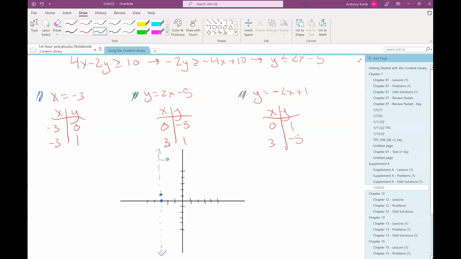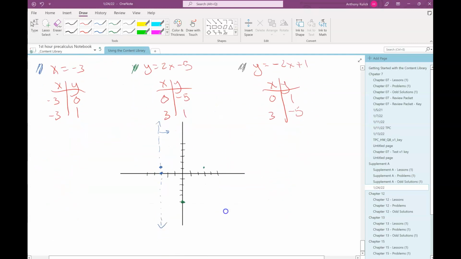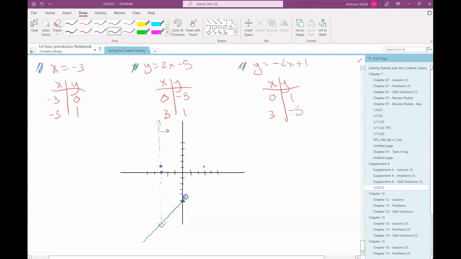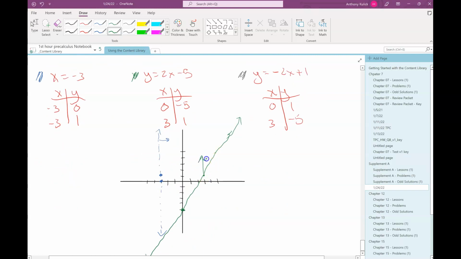Notice that because it's a vertical line, I can't talk about shading above or below. It's now left and right. But the big numbers are to the right. So greater than is right. So I have 0, -5, and then 3, 1. This one was a greater than or equal to inequality. So I know it's going to be a solid line. And because it's greater than, we're really talking about shading above.